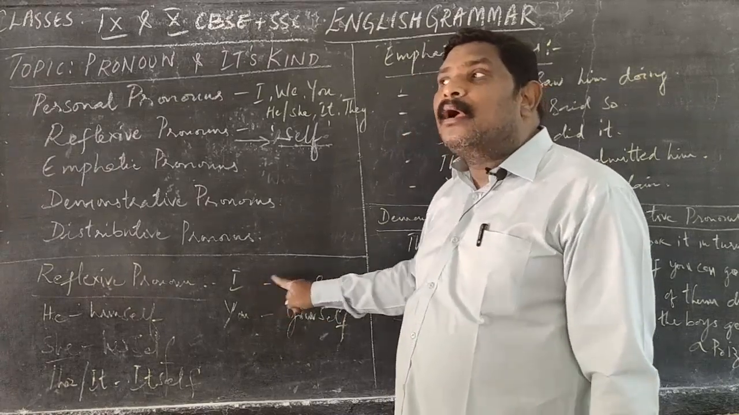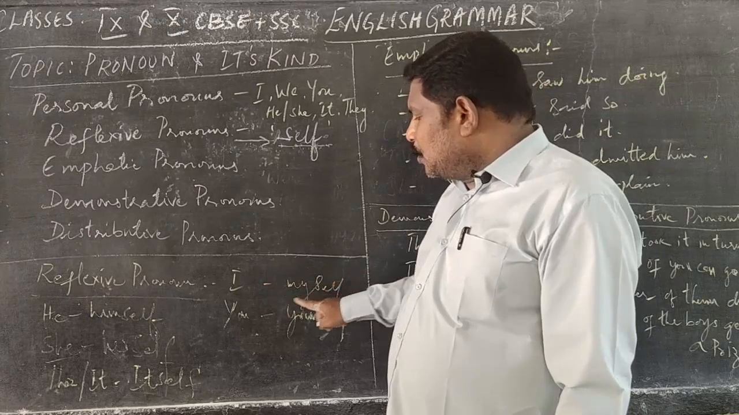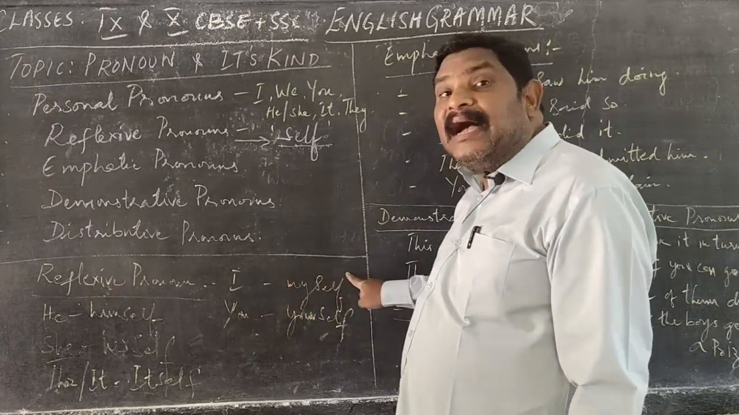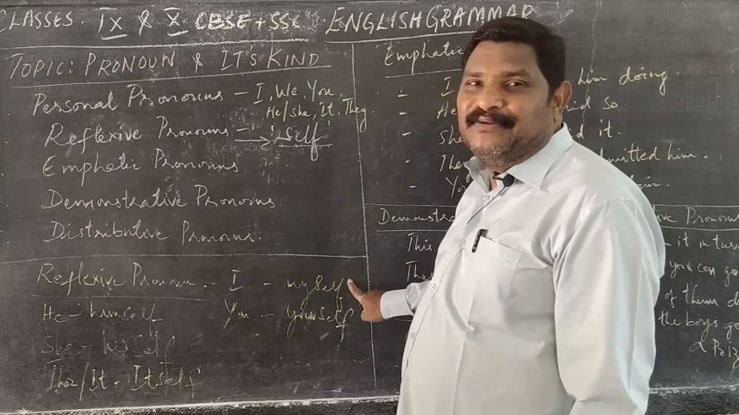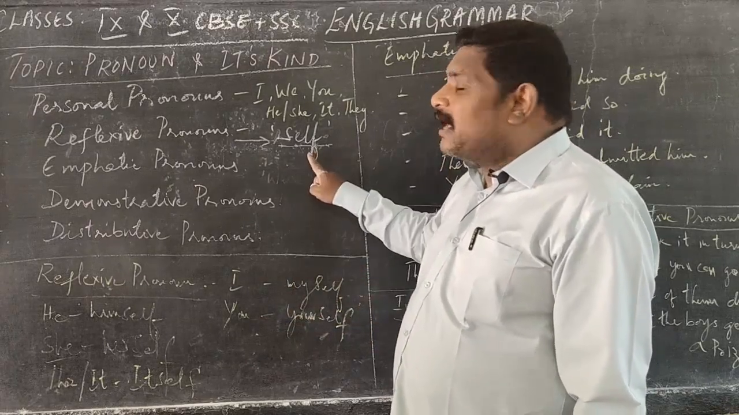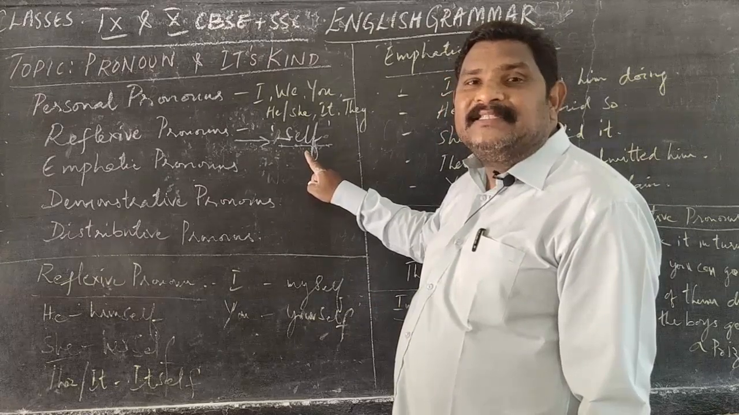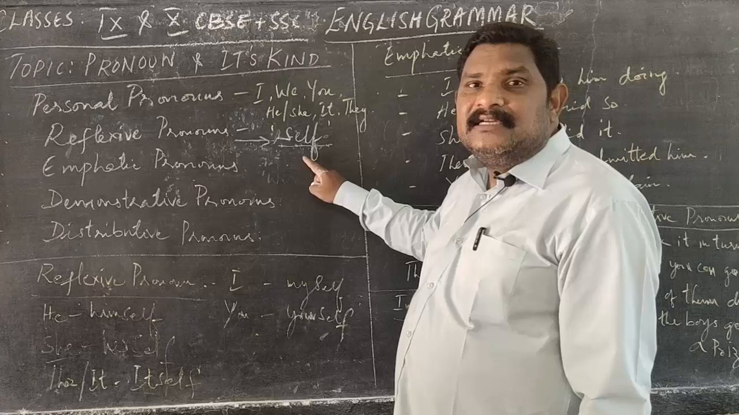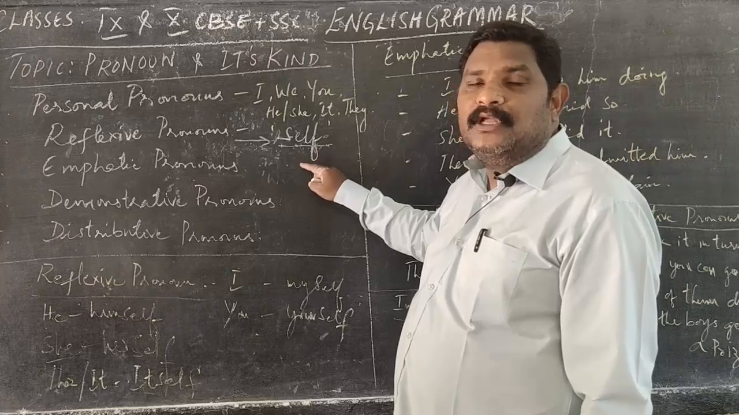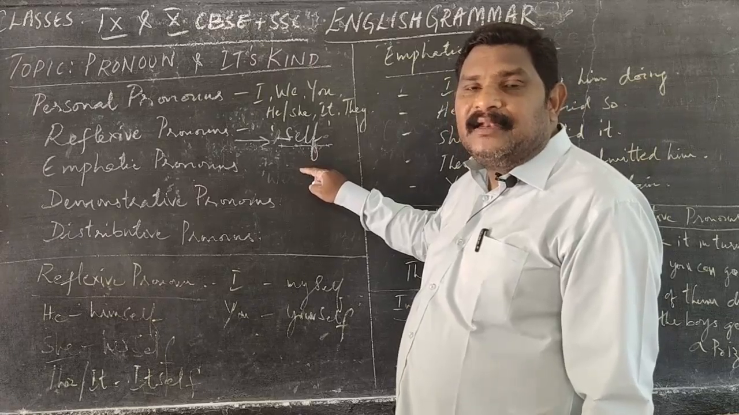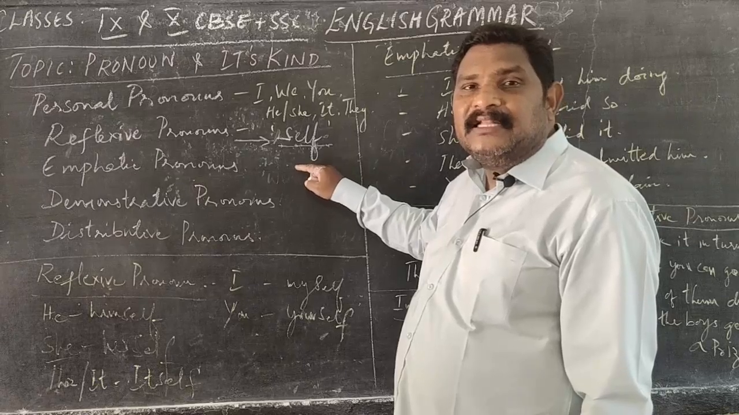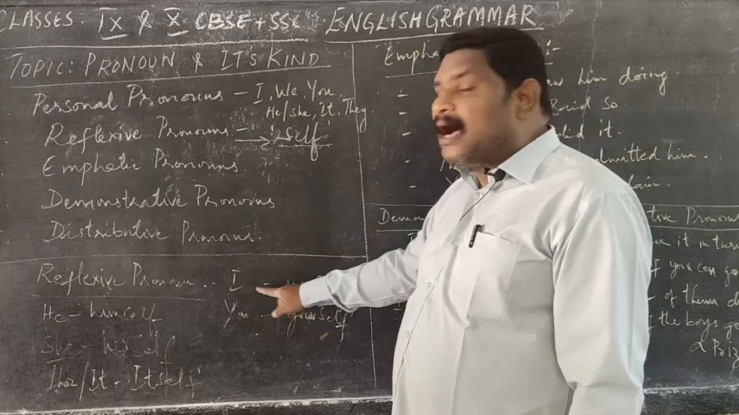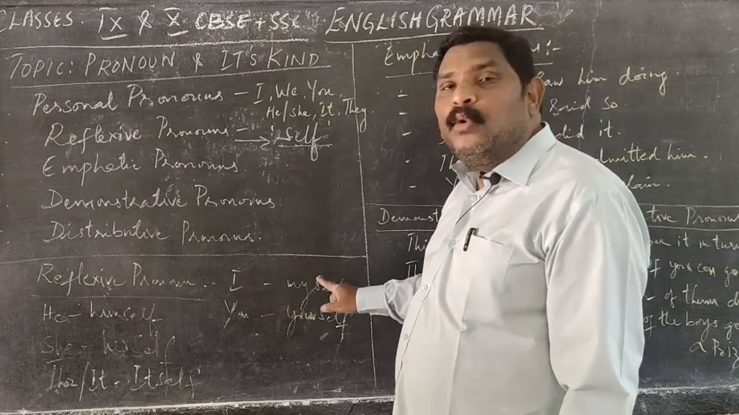I, myself. I did the work myself. You can do it yourself. I and myself. So myself is a reflexive pronoun. I just now told you, all the words which end with self, beside the personal pronoun, are reflexive pronouns. So I, myself: I did the work myself.